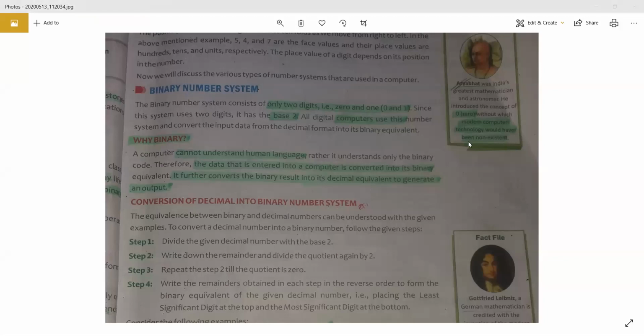So why binary? Because a computer is an electronic device which works on circuits, and in a circuit, 0 represents the off state and 1 represents the on state. So in the computer, 0 and 1 mean that right now the circuit is off, or right now the circuit is on. That is why we have the binary number system for computers, and the base is 2.